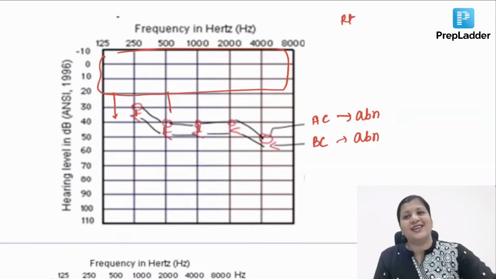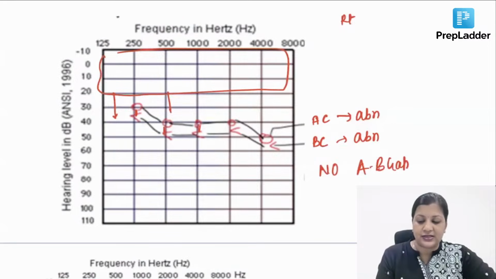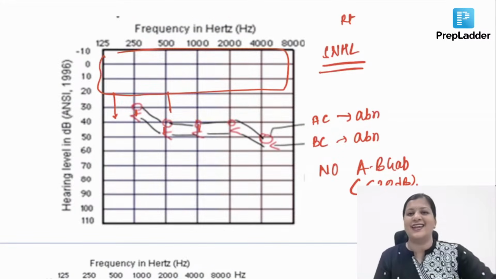So AC and BC abnormal with no airborne gap or gap less than 20 decibel. Then we say that the diagnosis is what? Sensory neural hearing loss. So the diagnosis here is right SNHL.